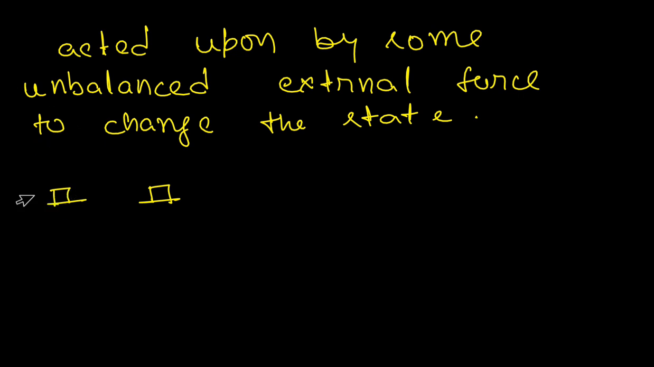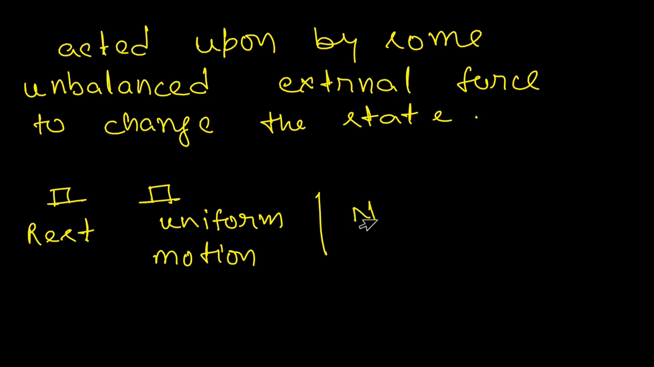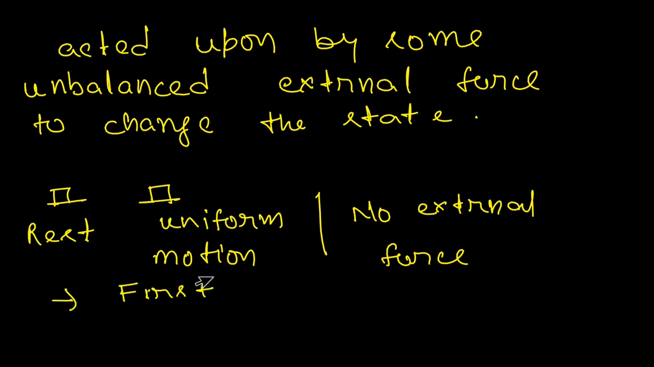Okay, so if a body is at rest, and this body is in uniform motion, and if there is no external force, then this body would continue to be at rest and this body will continue to be in uniform motion, and this is Newton's first law of motion. So let's understand this law.